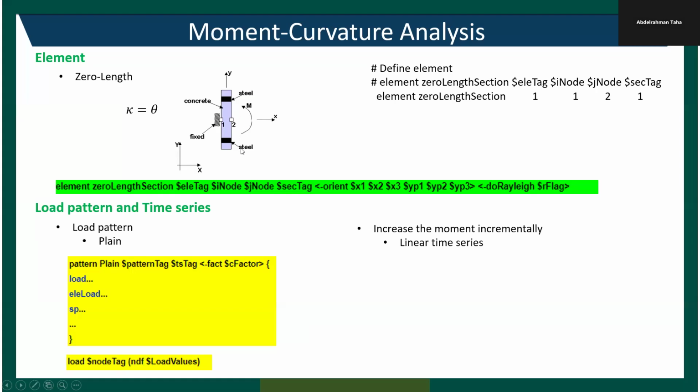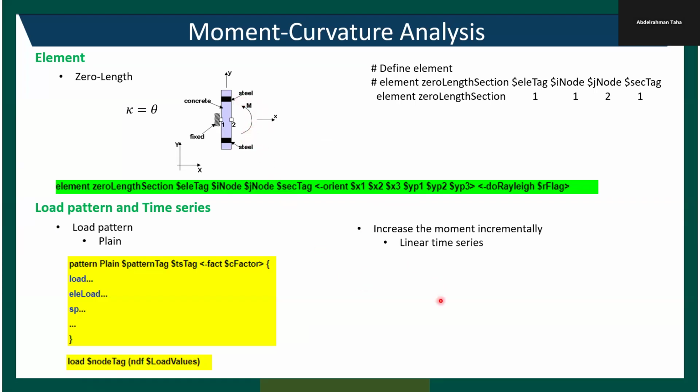So now the question is, how can we apply the corresponding moment at this node using just the recorder that records the deformation? Of course, this is a free node, so there's no reactions here. But we want to think about a way to also record the corresponding moment to the rotation of the node.